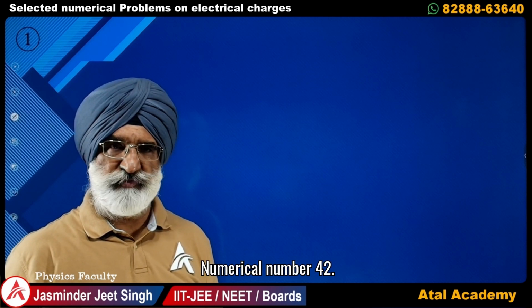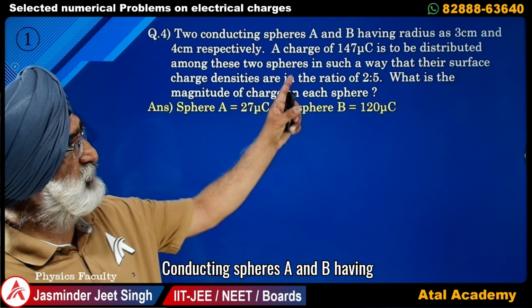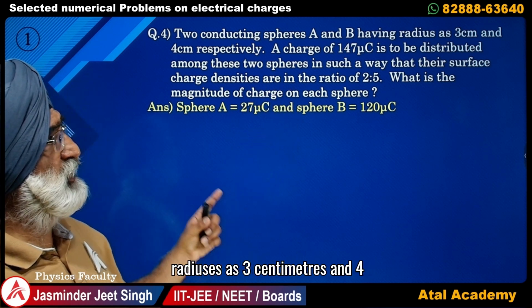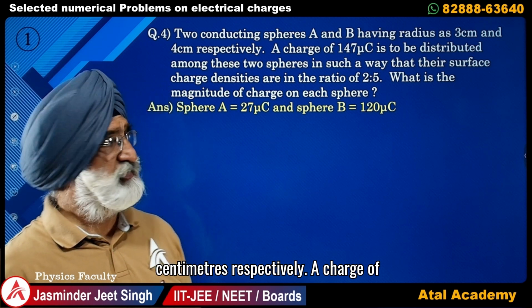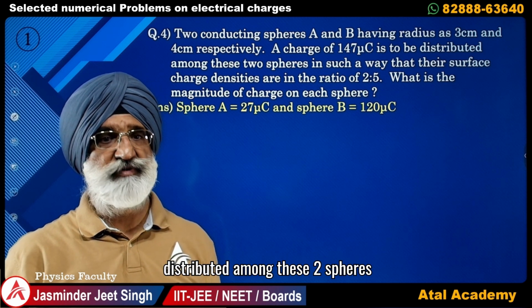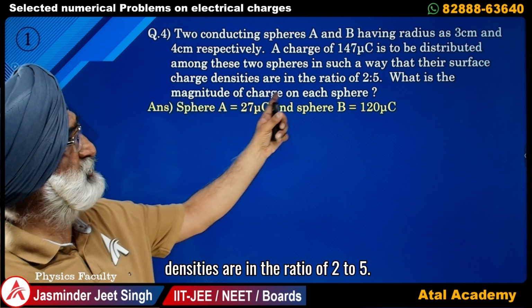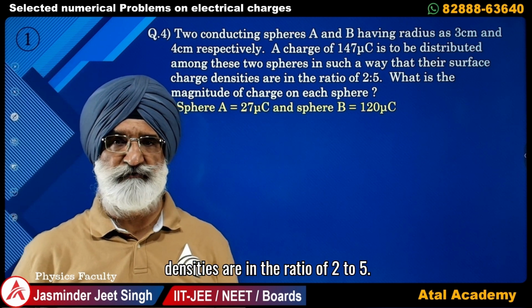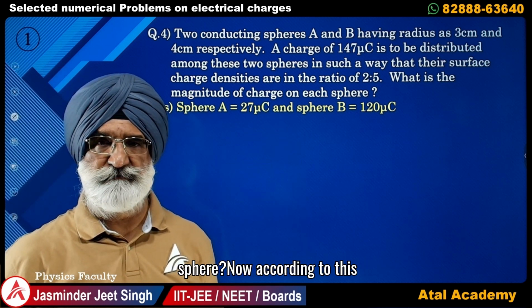That's numerical number 4. Two conducting spheres A and B having radiuses as 3 centimeters and 4 centimeters respectively. A charge of 147 microcoulomb is to be distributed among these two spheres in such a way that their surface charge densities are in the ratio of 2:5. What is the magnitude of charge on each sphere?